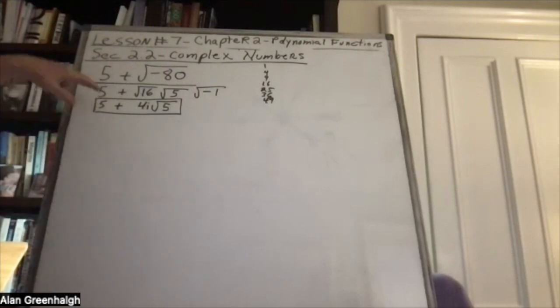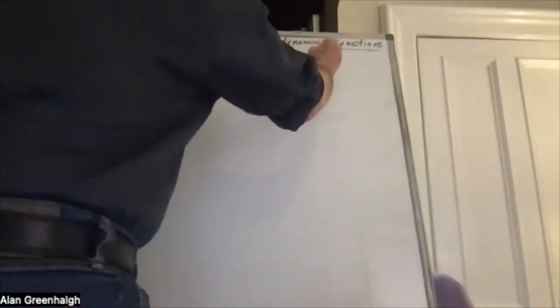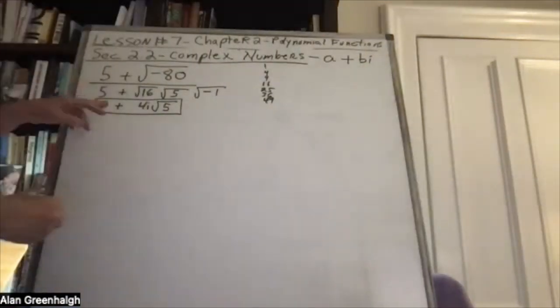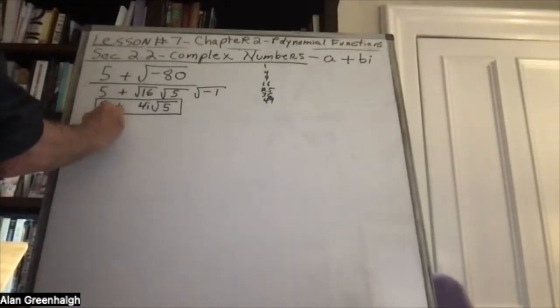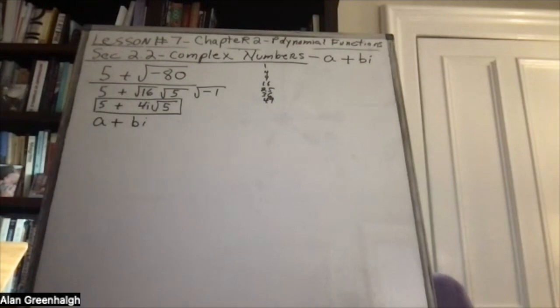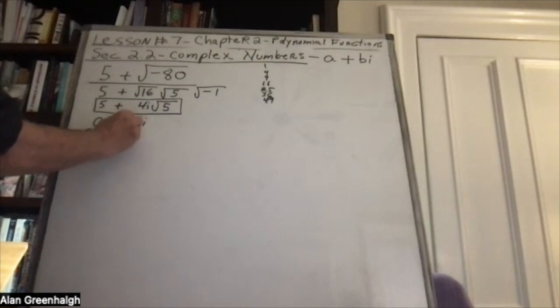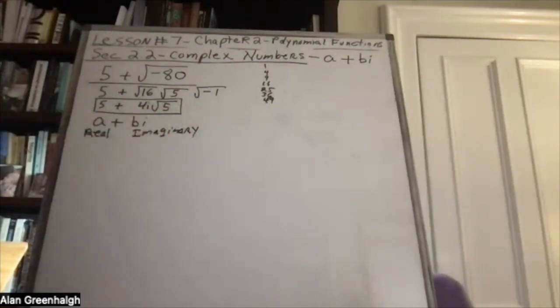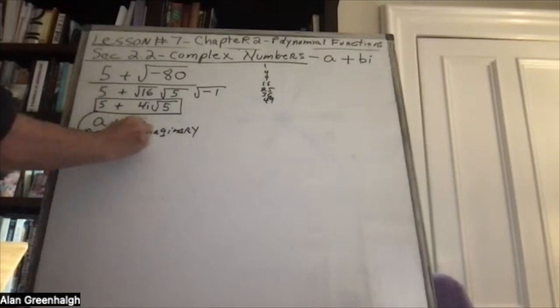Now, whenever you have a binomial which has a real part, this is a real number, and an imaginary part, this is called a complex number. And the general form of a complex number will be A plus BI. And in this particular case, this is the real part, and this is the imaginary part. This is called a complex number.